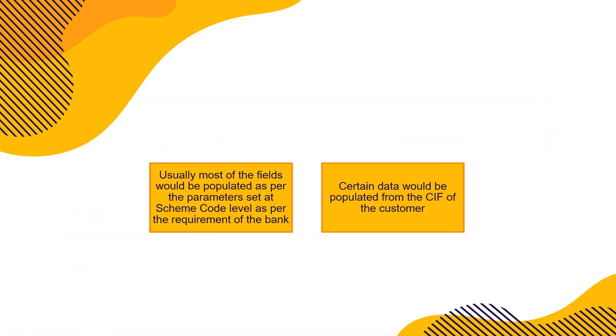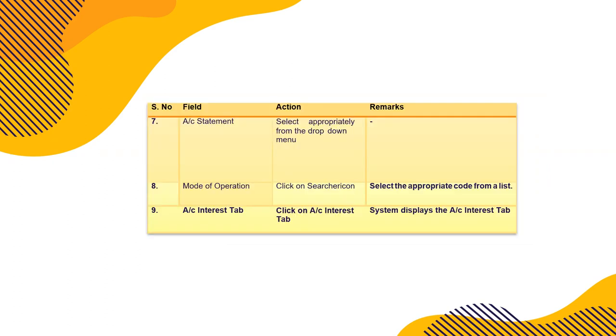Certain data would be populated from the KYC of the customers, like name, son of, and so on. Then account statement, select appropriately from the drop down options. You want monthly email statement, customer wants email, or he wants by courier, he wants a person of his own company to take the statements. Mode of operation, who will be operating the account. If there are authorized signatories, their KYC has to be done.